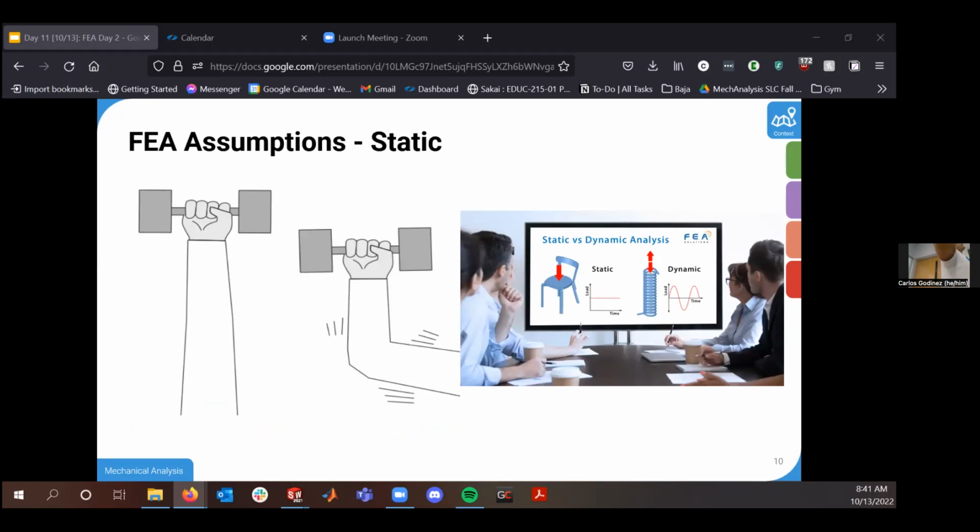If I start pulling myself up, the stress on that beam is going to start increasing. We are not considering that second part in a static load.